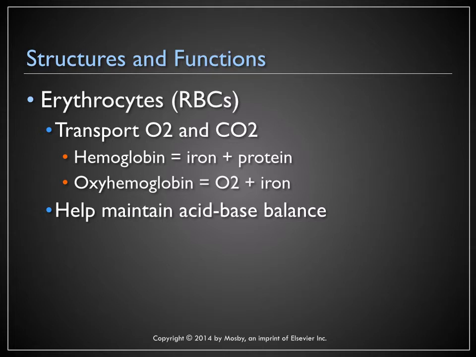Hemoglobin, in other words, is iron plus protein, and oxyhemoglobin is equal to oxygen plus iron, which you have all already learned in the first chapter we did. RBCs also help to maintain acid-base balance. Now, when I was telling you that the RBC has thin membranes, they are made like that so that gas exchange, or the diffusion of gases via RBC membranes, can happen easily.